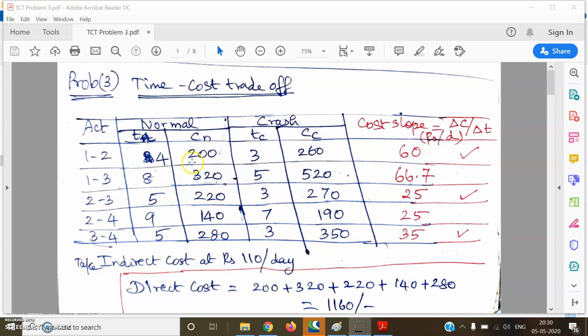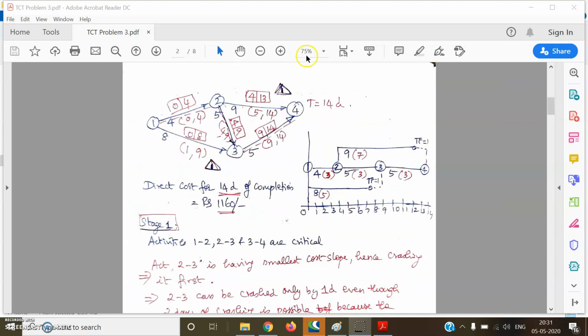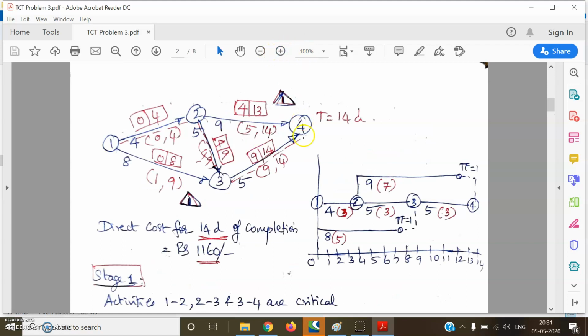And how do we start with the problem? We start with calculating the initial direct normal cost of the project by adding up all the normal cost values of the individual activities. If you add all these 5 activities' normal cost values, that is going to be the initial direct cost, which works out to be 1160 rupees. Next we will go for doing the CPM analysis.